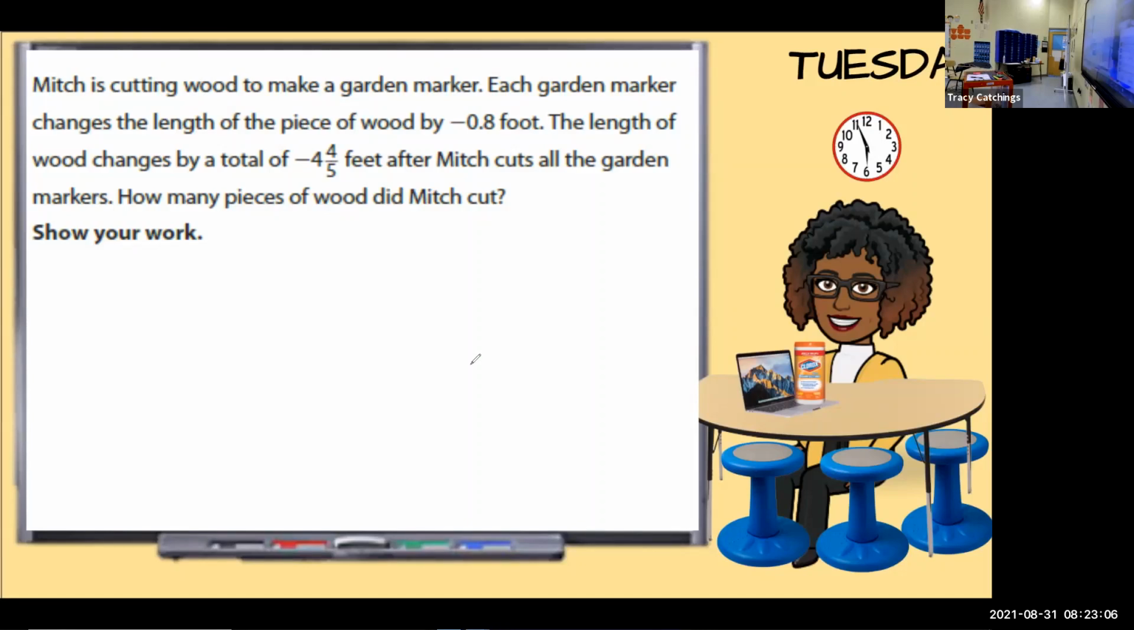I'm gonna go ahead and read it. It says, Mitch is cutting wood to make a garden marker. Each garden marker changes the length of the piece of wood by negative 0.8 foot. They say the length of the wood changes by a total of negative 4 4/5 feet after Mitch cuts all the garden markers. How many pieces of wood did Mitch cut? All right, fellas, what's some keywords and information?